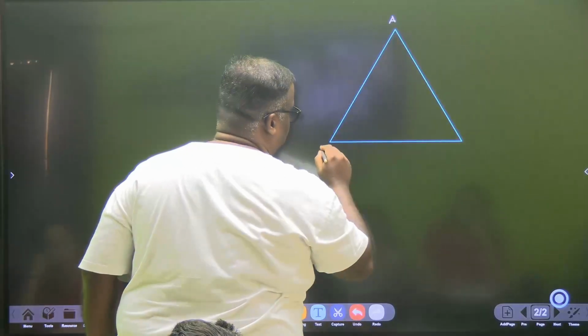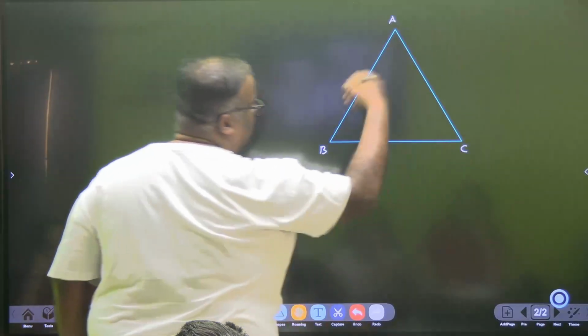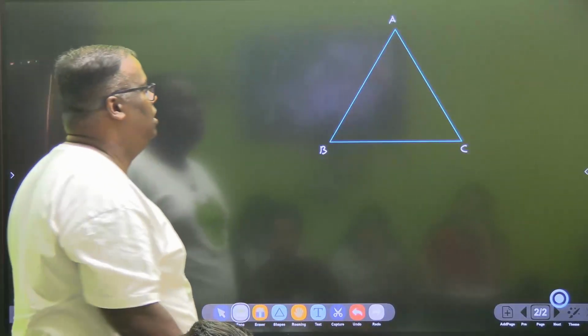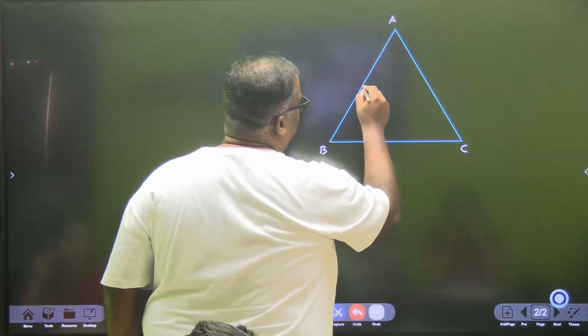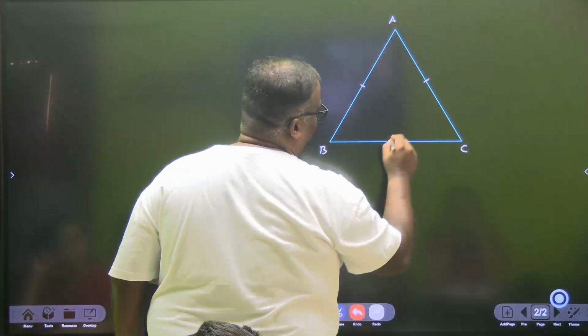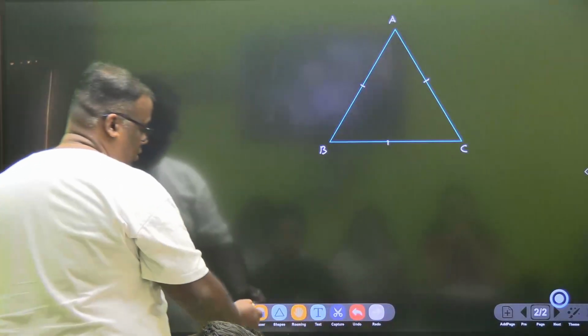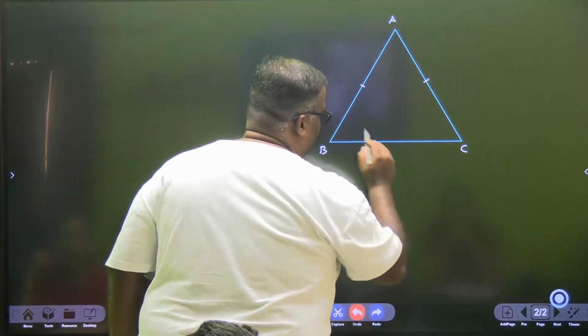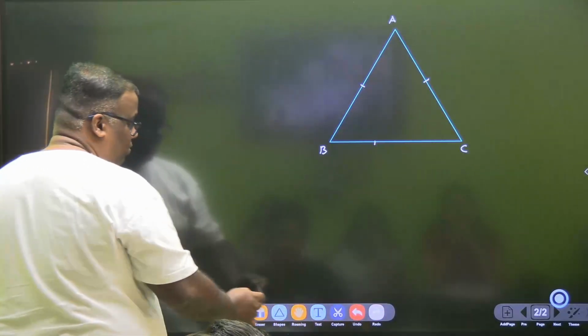This is A, this is B, and this is C. AB equals BC equals AC. And the way we show it is, जैसे एक line draw कर दिया, double line भी दिखा सकते हैं. That means they are equal to each other. ठीक है बच्चा? Now equilateral triangle has got a very strange property.